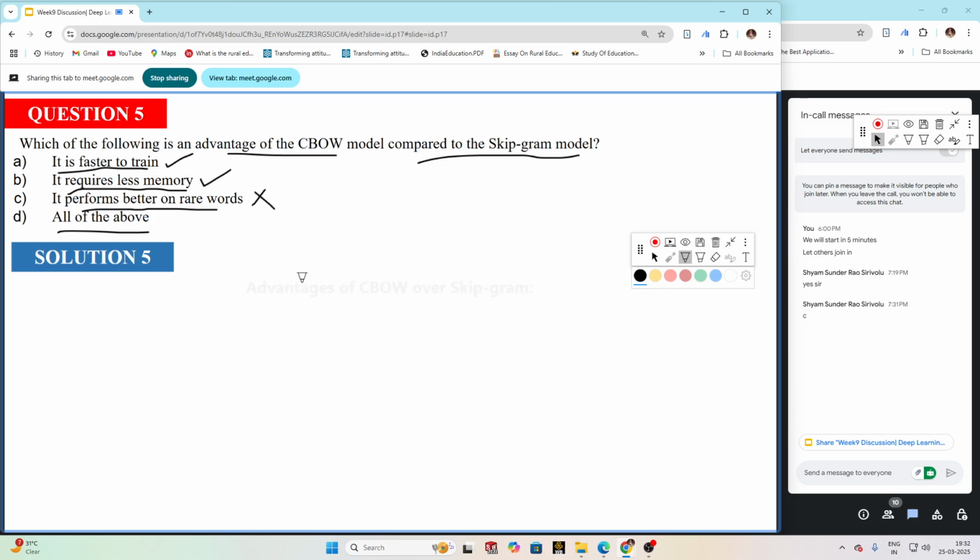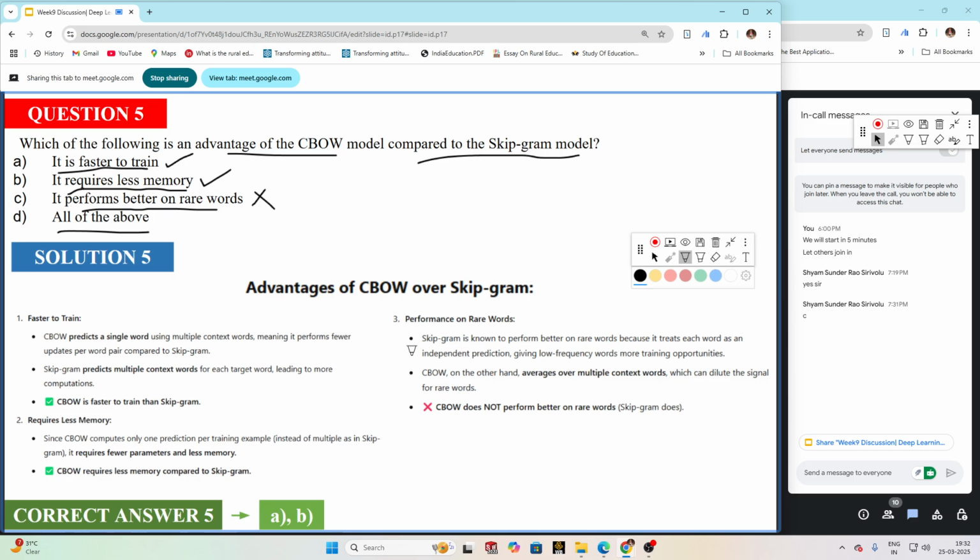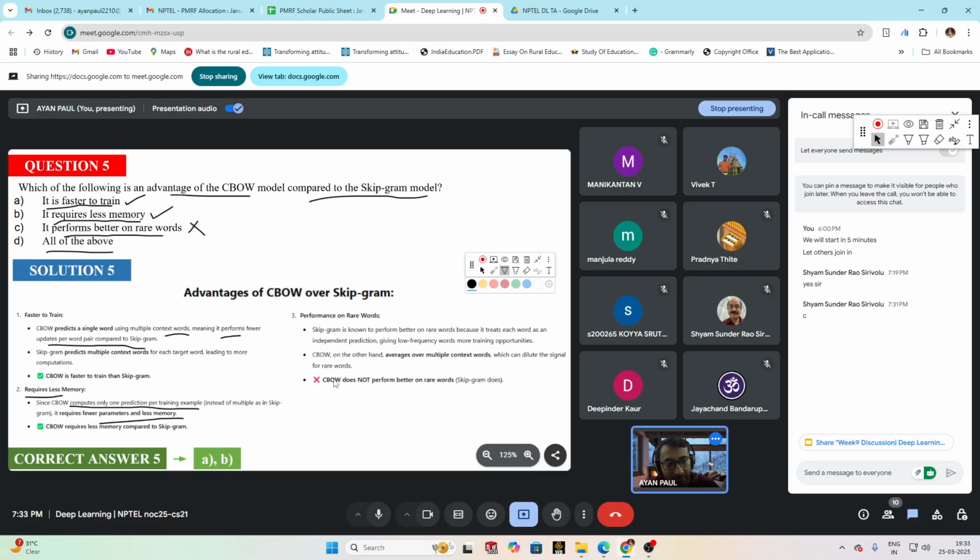So option A and B is the correct answer according to me. Because CBOW predicts a single word using multiple context words, meaning it performs fewer updates per word pair compared to skipgram. It requires less memory since CBOW computes only one prediction per training example. It requires fewer parameters and less memory. So option A as well as option B are the correct answer. Option C, we cannot see anything about option C, so that is why A and B are the right answer. Okay, so is this clear?